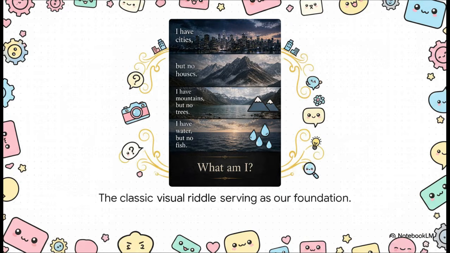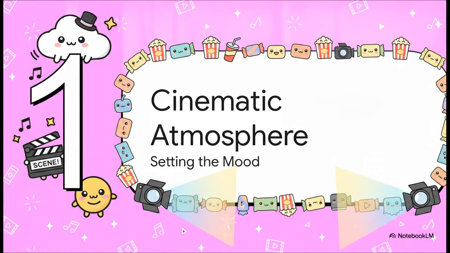So we're going to use this beautifully stacked visual riddle as our foundation. It sets up a progression. Cities without houses, mountains without trees, water without fish, leading right up to the ultimate question of, what am I? We're going to take this exact conceptual sequence and reverse engineer it, rebuilding it into an ultra-realistic, perfectly timed, cinematic AI prompt.